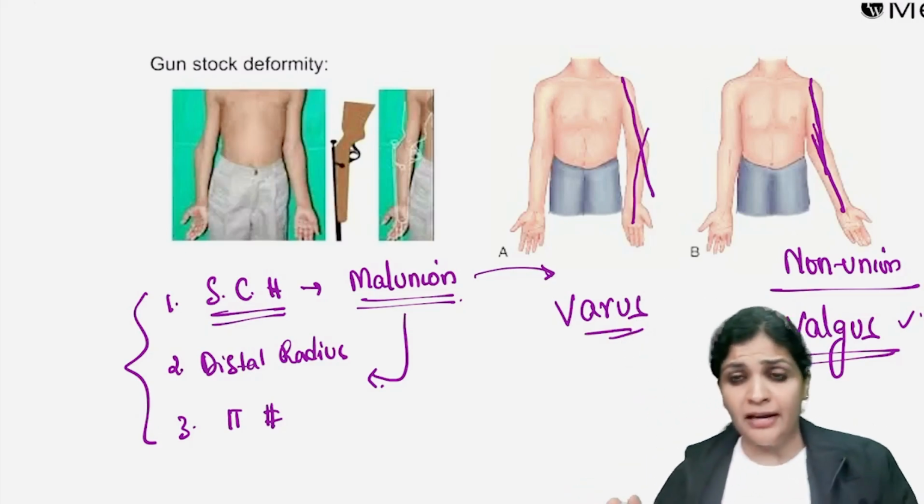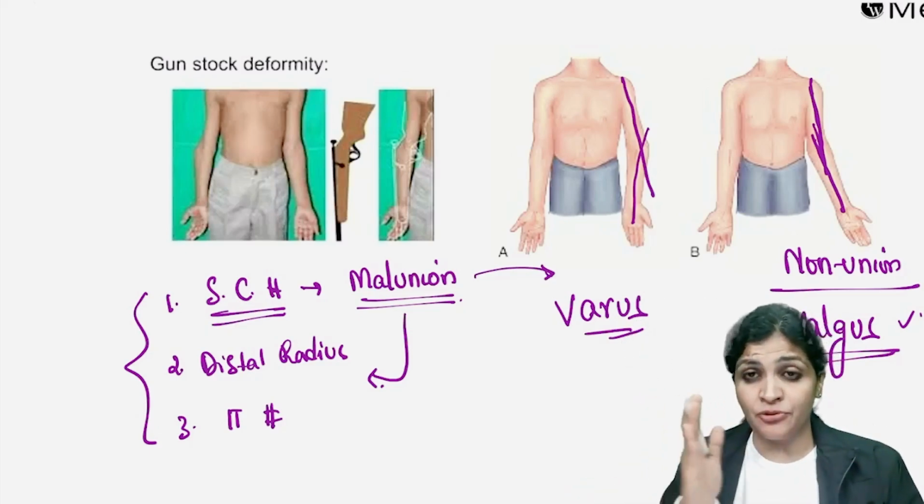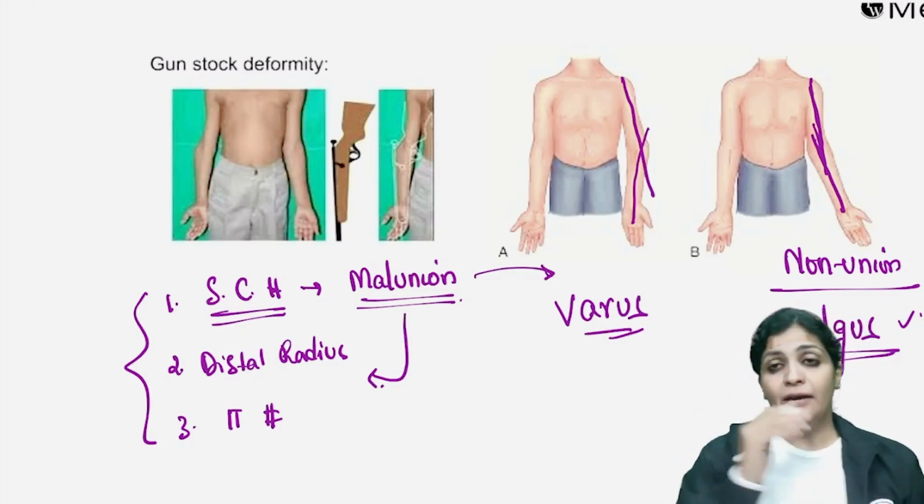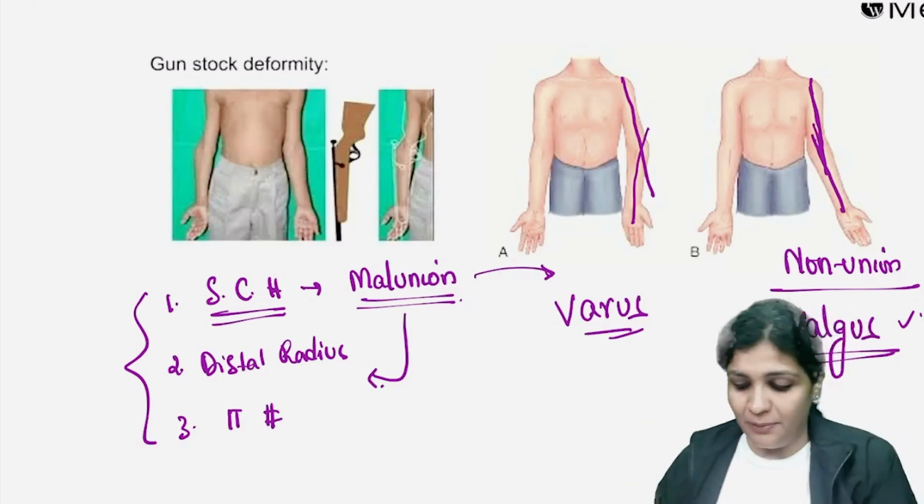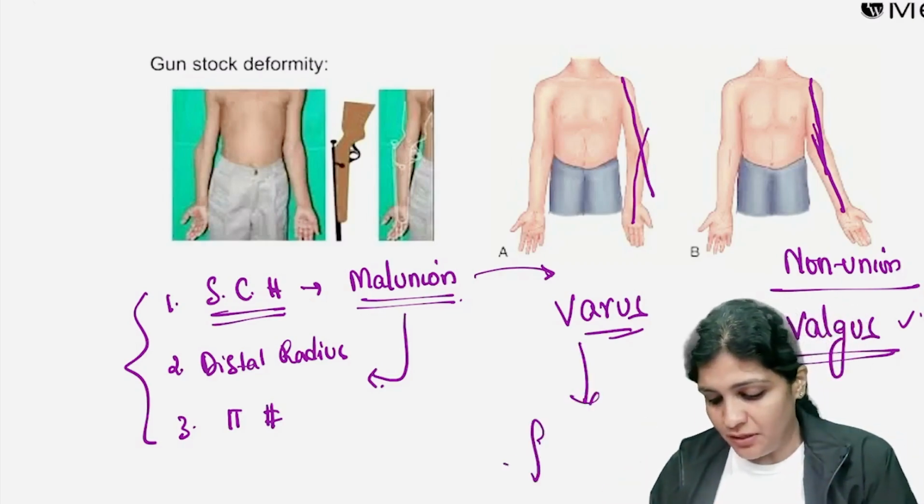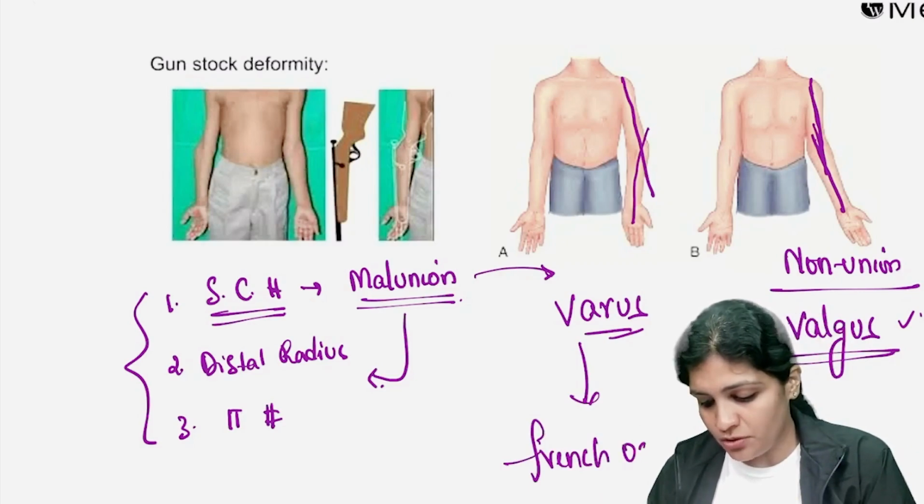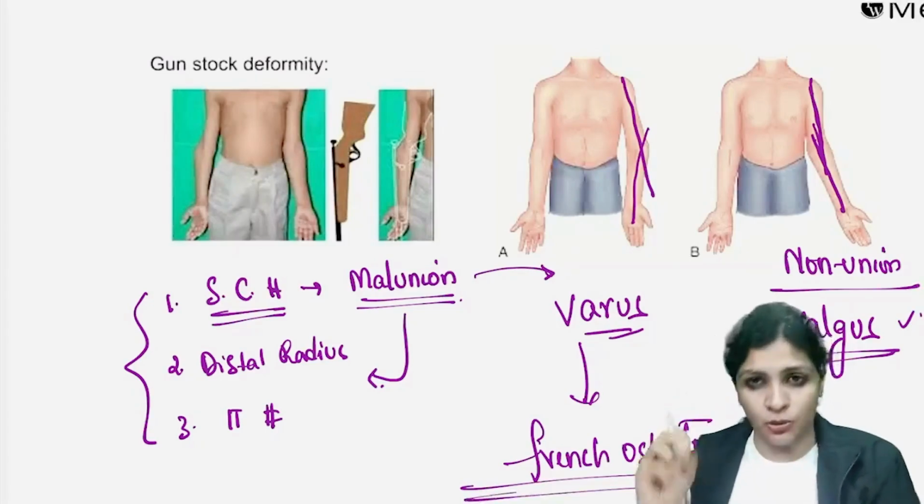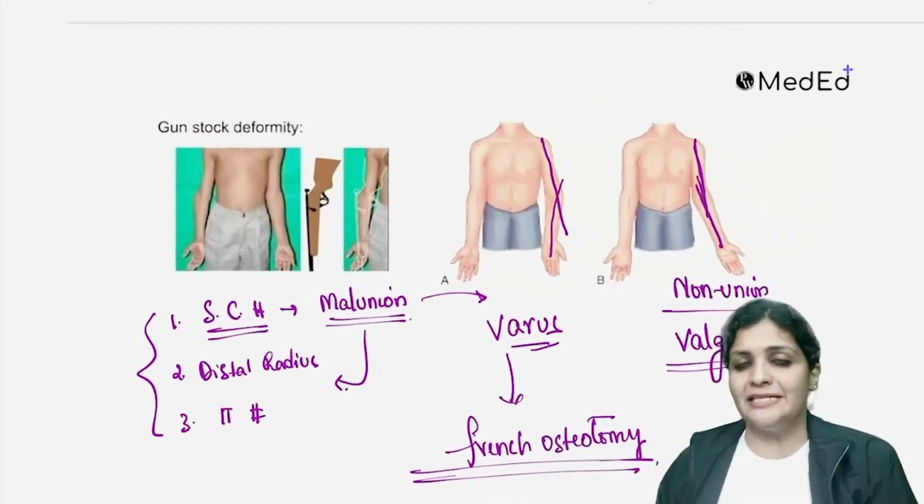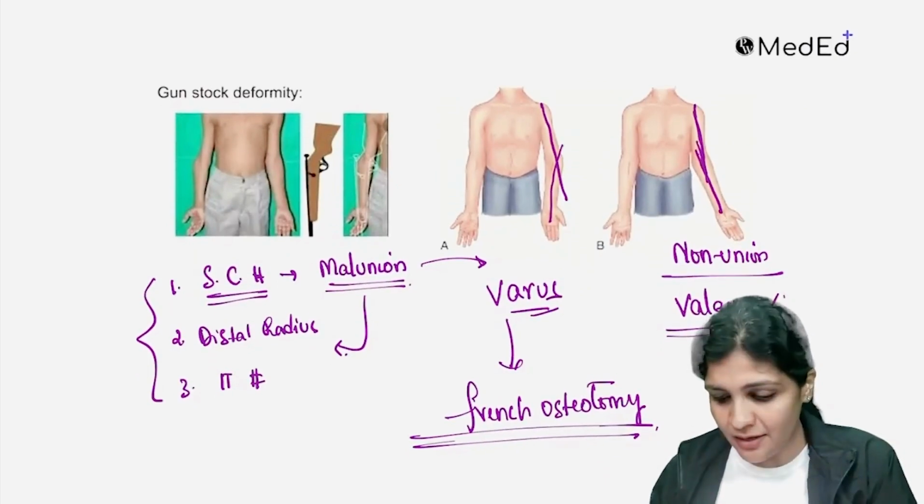Usually it is valgus, right? So varus means it has come to neutral and then gone to varus. Valgus is the normal, right? So that is how you have to treat the patient. And this varus is treated by a French osteotomy. So you do the osteotomy, that is, you cut your bone. That cutting is done by an instrument called an osteotome. So this French osteotomy is done.